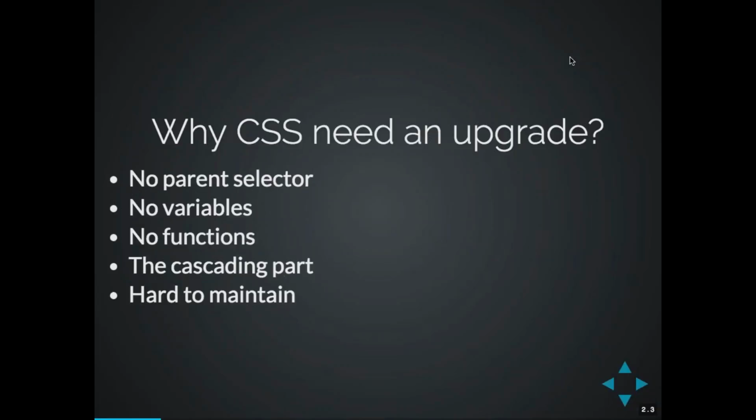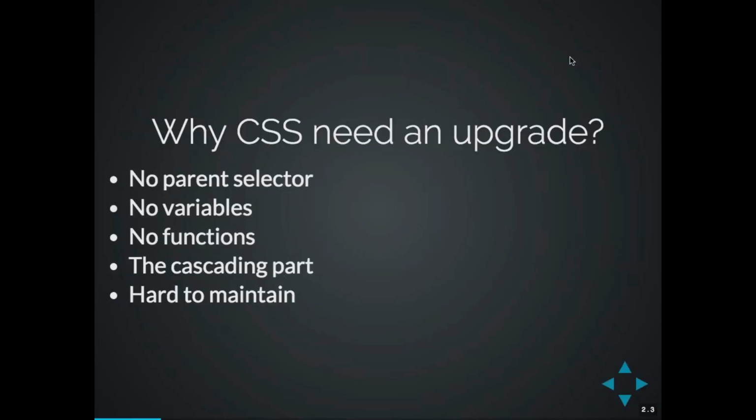So I said at the beginning, PostCSS is giving CSS an upgrade. So why does it even need an upgrade? Well, you haven't got a parent selector, which if you don't know what it is, you'll know when you try and use it, because you can't select something. You can only select the child elements. If you want to select things with a certain element inside them, you usually have to fall back on JavaScript. There's no variables, no functions.